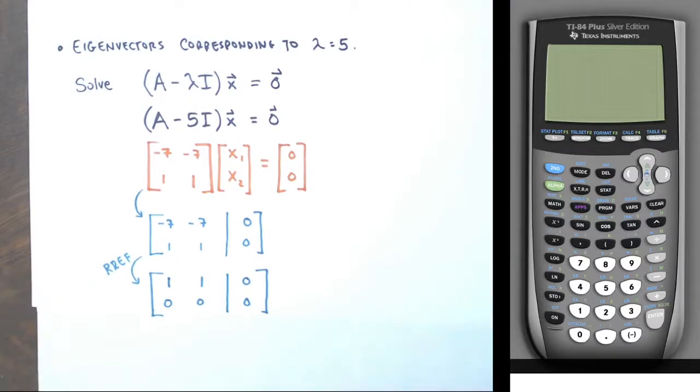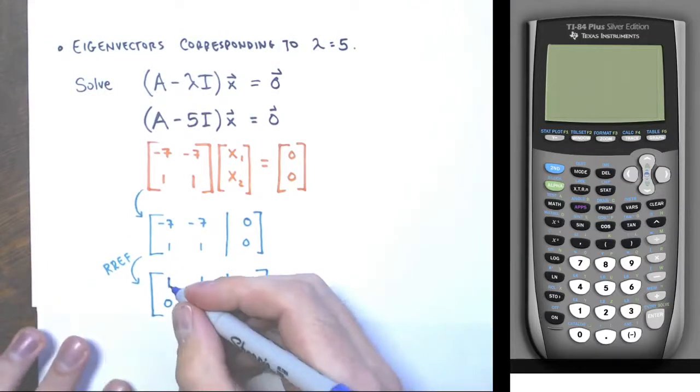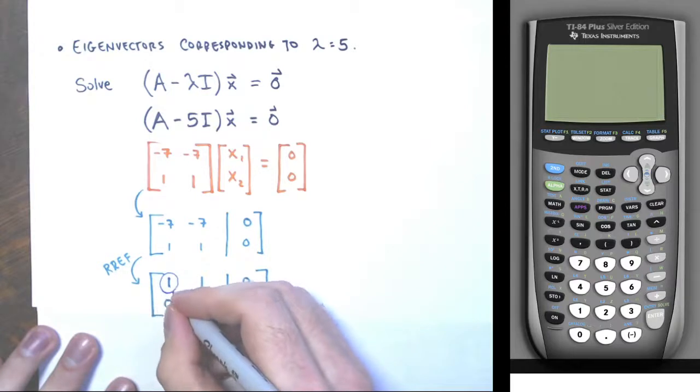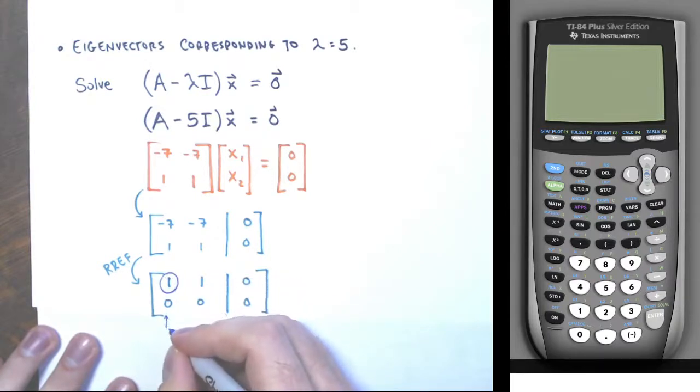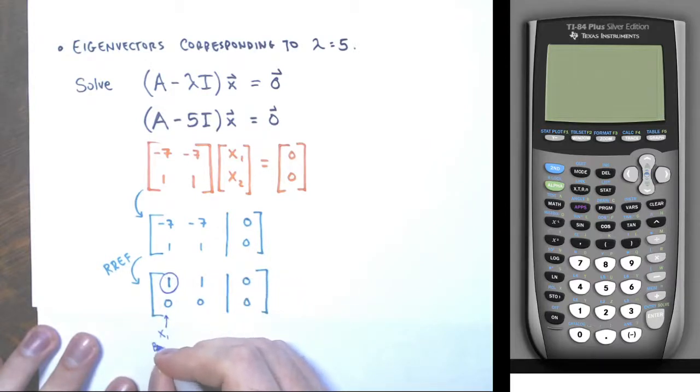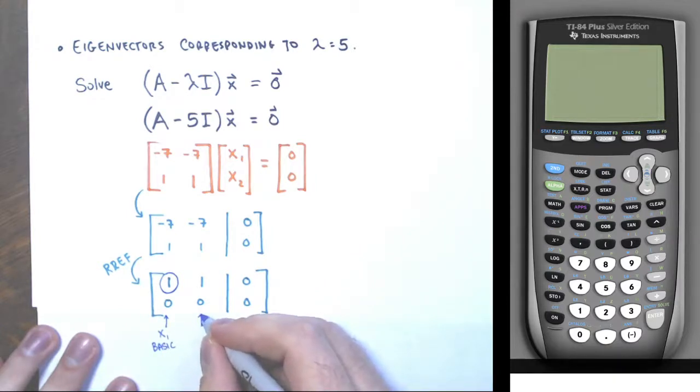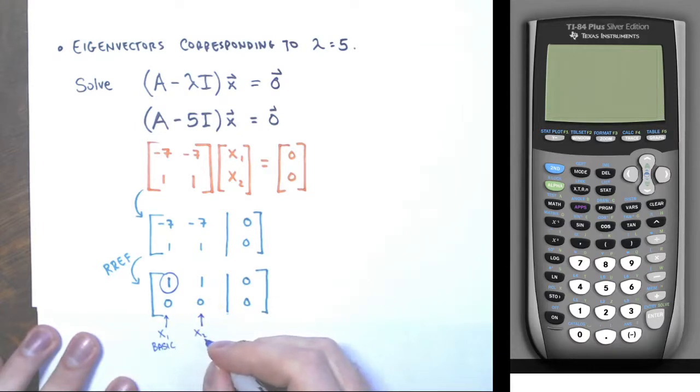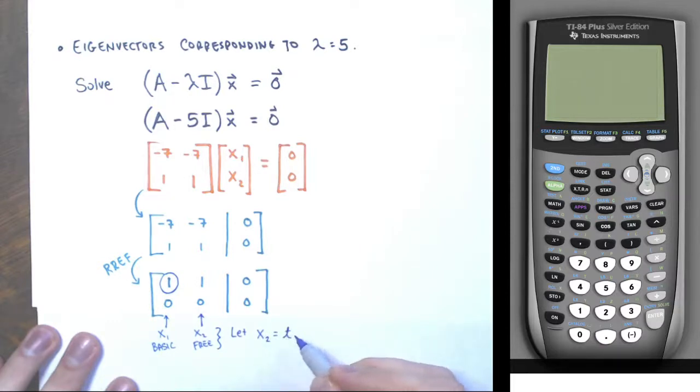Alright, and then I just look for my pivots in here. Same thing, right? Pivot in the first column, so again, x1 is a basic variable. And the second column is not a pivot column, so x2 is again a free variable. And as with all my free variables, I'm going to replace that with something. So I'm going to say let x2 be replaced by the letter t, where t is any real number.